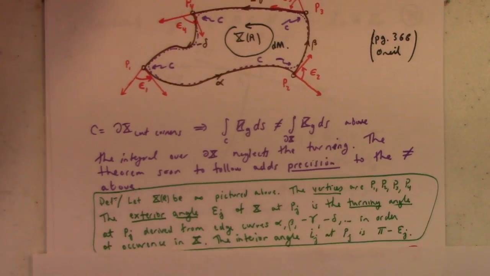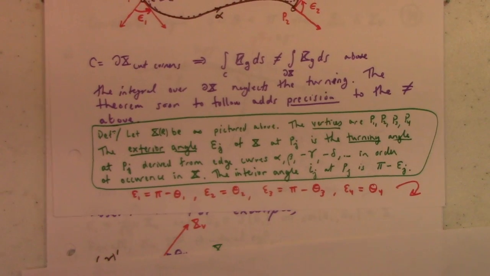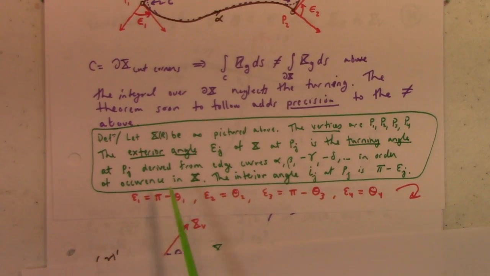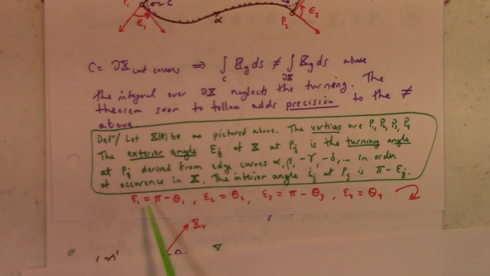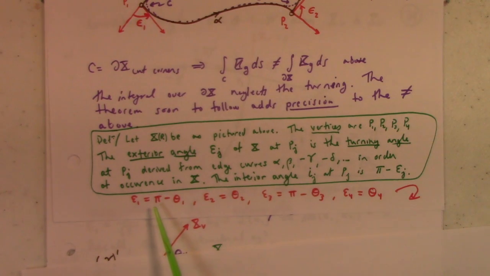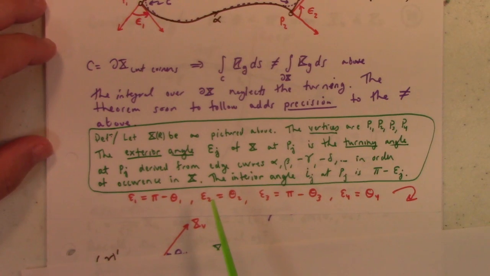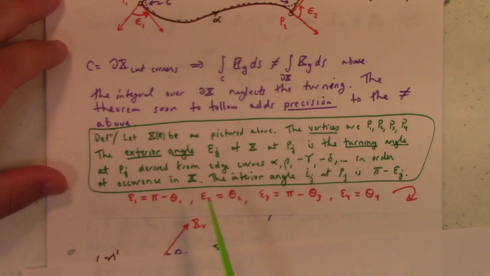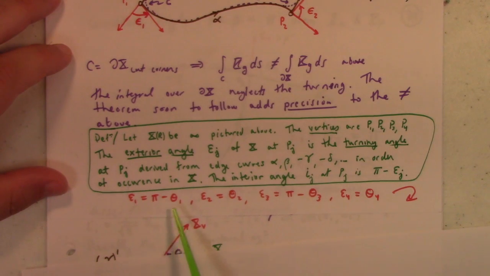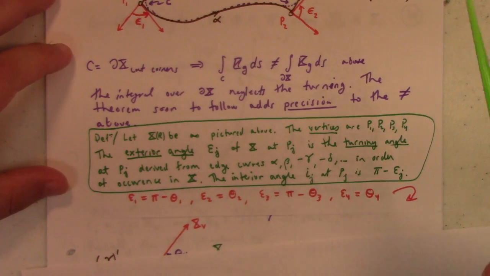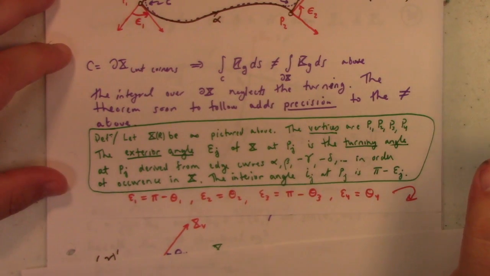So, here are some formulas that connect them, right? Now, depending on the picture here, we either have acute or obtuse angles, right? So like epsilon 1, well, I have epsilon 2 equal to theta 2. Why do I say that? I'm sorry, guys. What's theta?